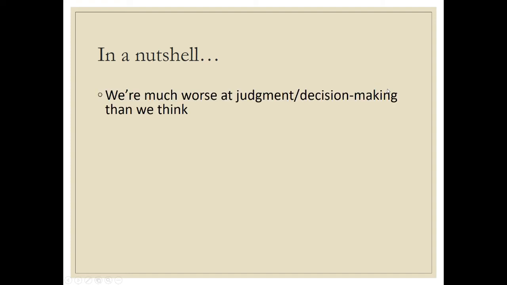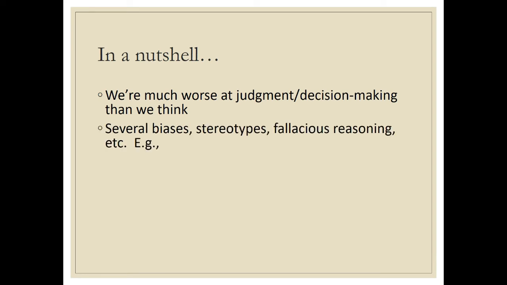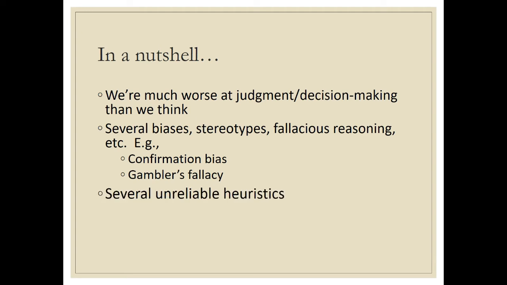So in a nutshell, we are much worse at judgment and decision making than we think. We have all sorts of heuristics and schema and biases, some of which might actually guide us towards good decision making, but a lot of which does not guide us towards good judgment and decision making. We have a lot of biases and so on, and we'll look at these in more detail. We have a lot of unreliable heuristics. Again, we will look at these in more detail.